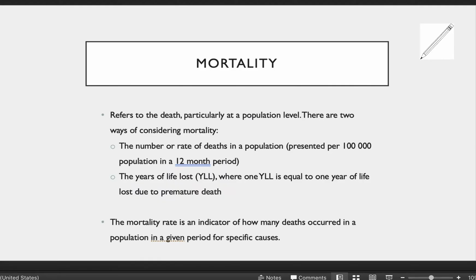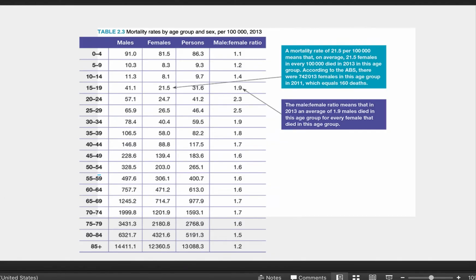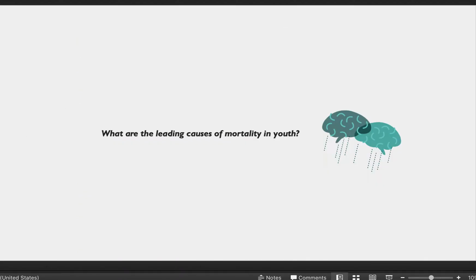And then we discussed death. And when we discuss death, we use the word mortality. And we look at death per 100,000 people across a 12-month period. In that, we looked at what the mortality rates were per age group and per gender. When we were doing that, we were also able to look at the difference between the males and female ratio and how more males appear to have more mortality rate than females.